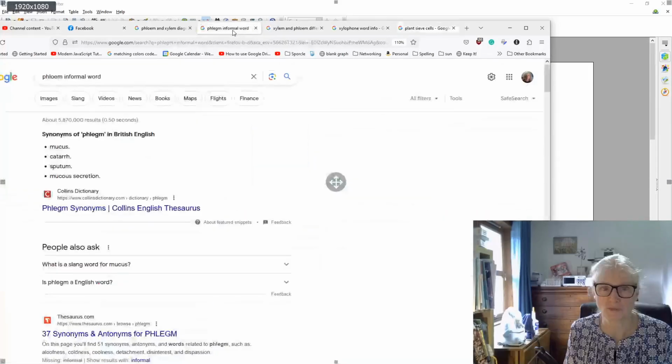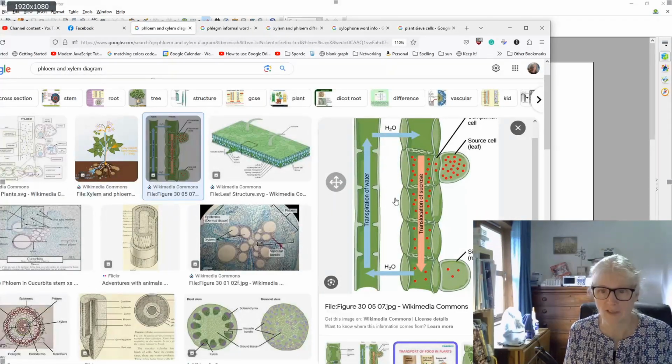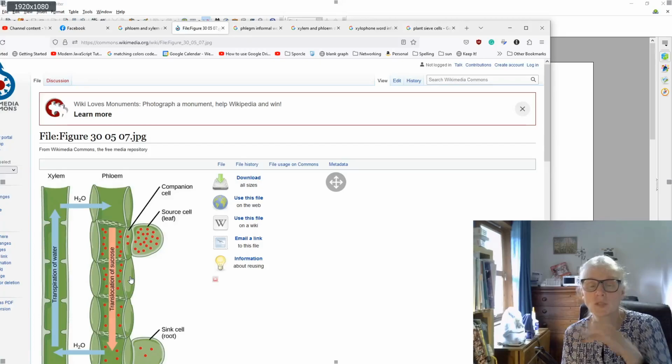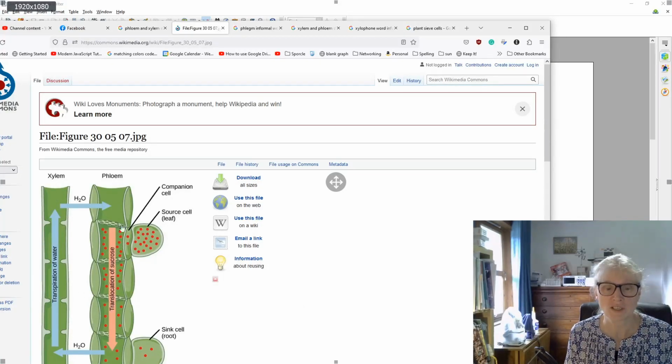So we have a nice picture here of the xylem and the phloem. The xylem being a tube made out of dead cells, taking water and minerals up from the roots, and the phloem being made of a tube of living cells with sieve cells and companion cells, squeezing and flowing those nutrients around the plant.